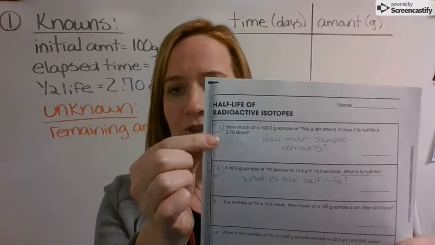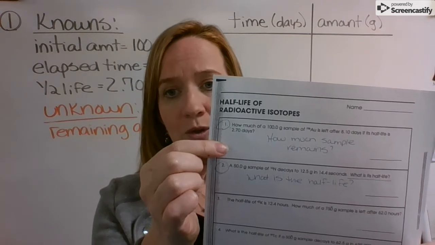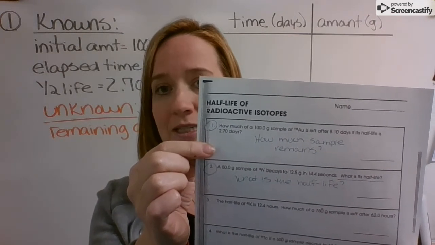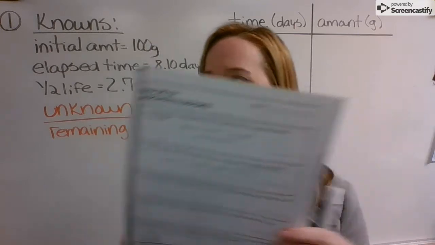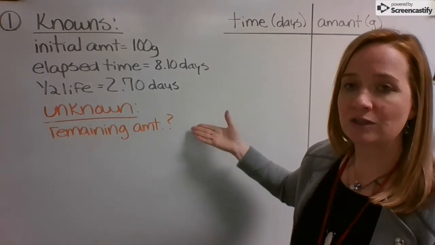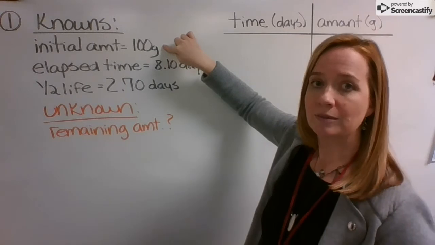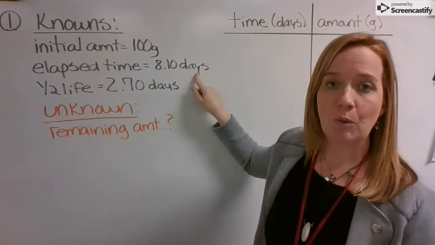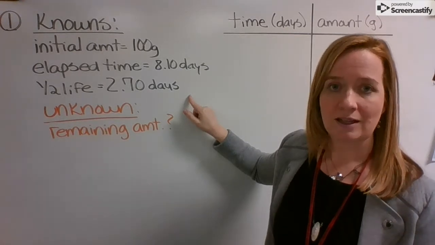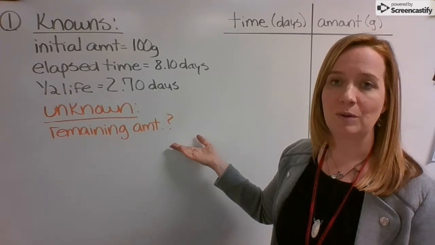So for this video 1, how much of a 100-gram sample of gold, Au, is left after 8.10 days if the half-life is 2.7 days? So you do not have to write the knowns and the unknowns each time. However, if you find yourself stuck, it's a good place to start. So we have an initial amount of 100 grams. Our elapsed time is 8.10 days, and our half-life is 2.7 days. What are we looking for? How much of our radioisotope will be left.